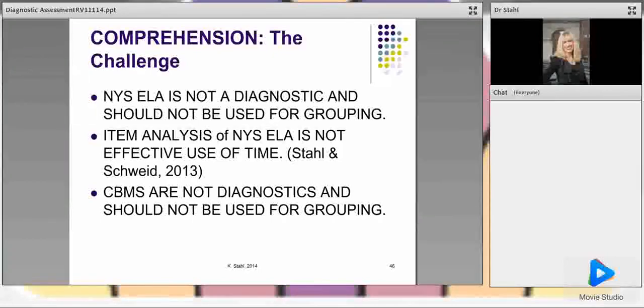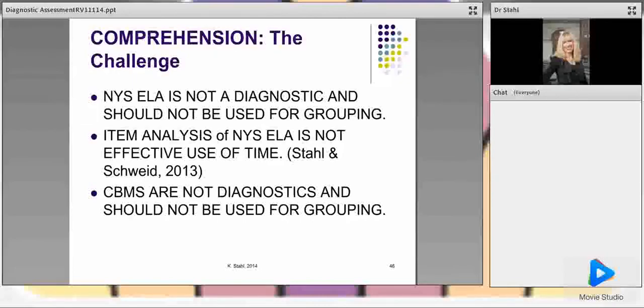Now, I do want to say a few words about the comprehension challenge. First, I'm going to talk about what is not diagnostic. One of the biggest things that we want to be mindful of is that the New York State ELA is not a diagnostic tool. It is a summative assessment, and this should not be used as the primary tool for grouping. It certainly is a screener, and it can give you the information about who is not able to demonstrate their performance on a certain standard.